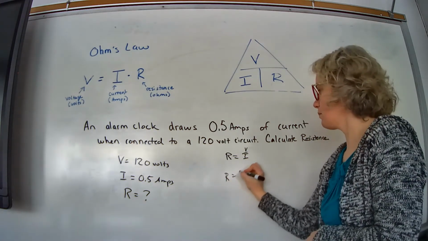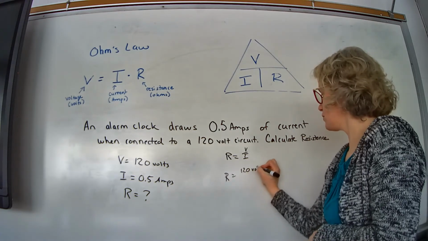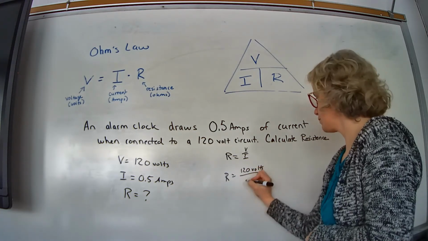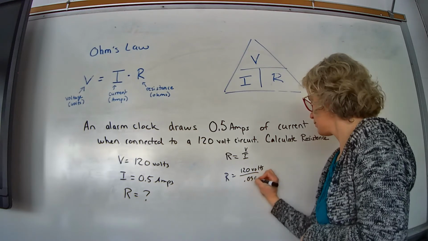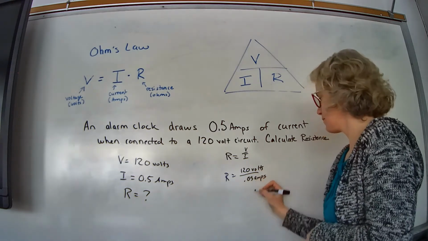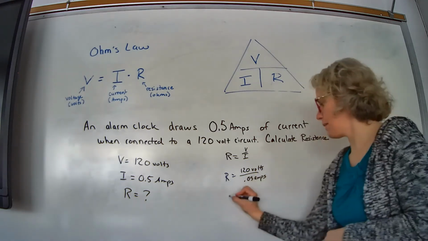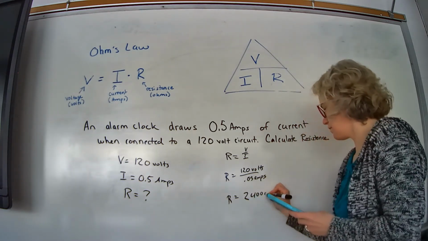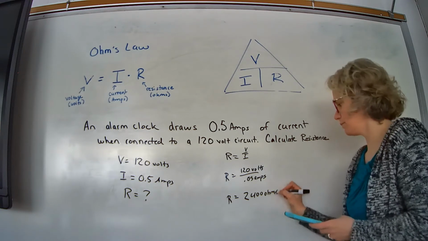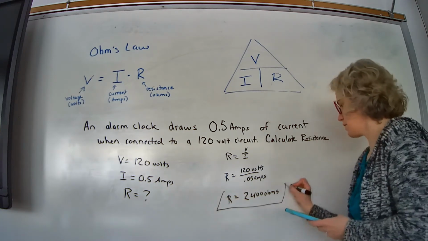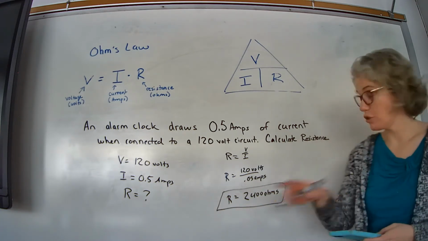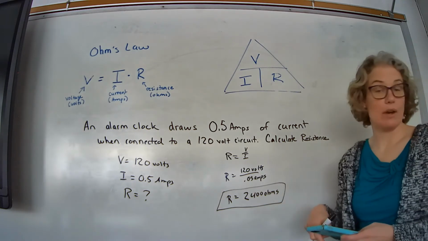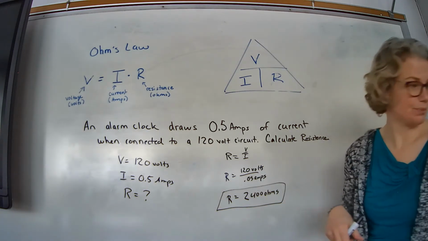So now I can plug in my values that I had before. 120 divided by 0.05, 2,400 ohms. So that is my answer. I usually also recommend boxing in your answers when you're done.